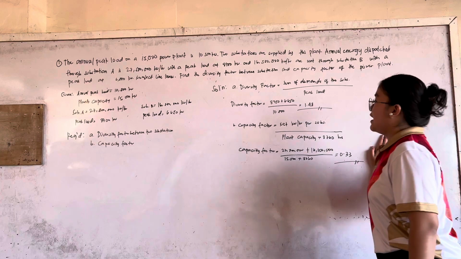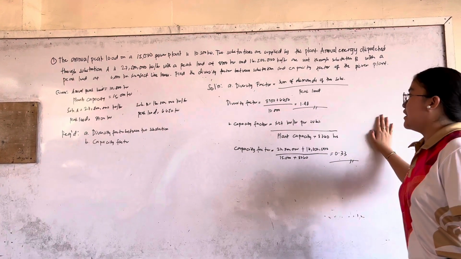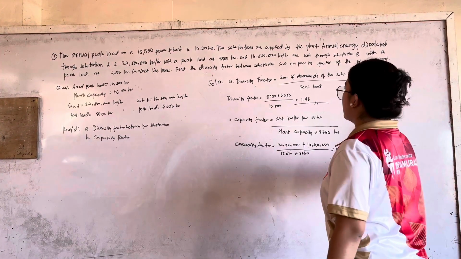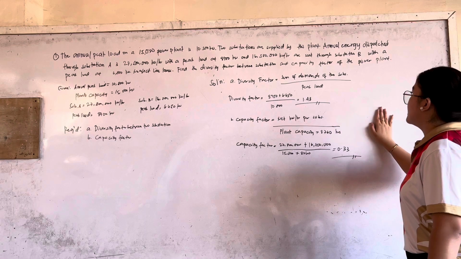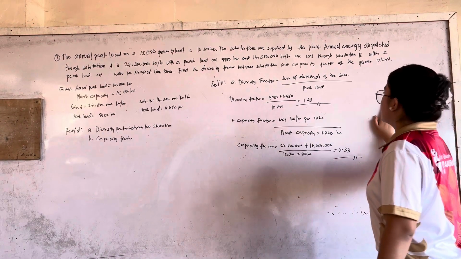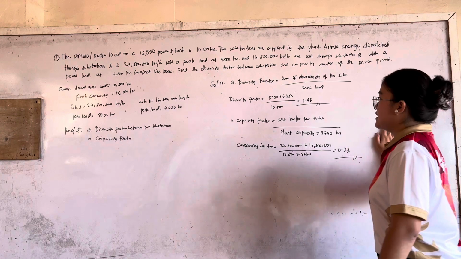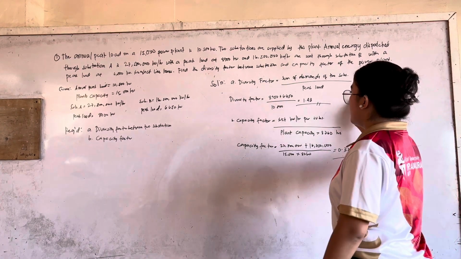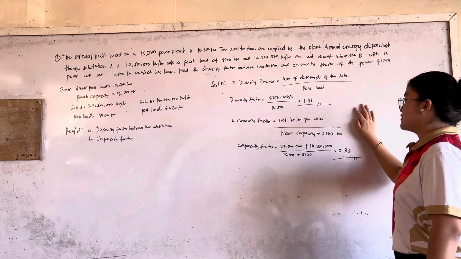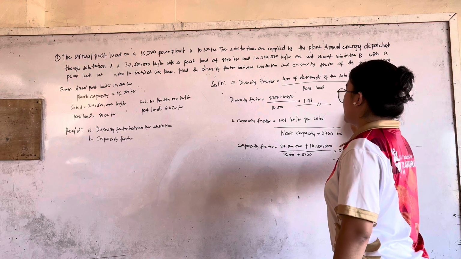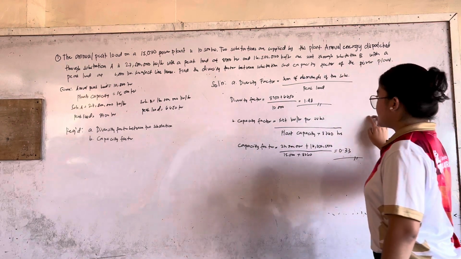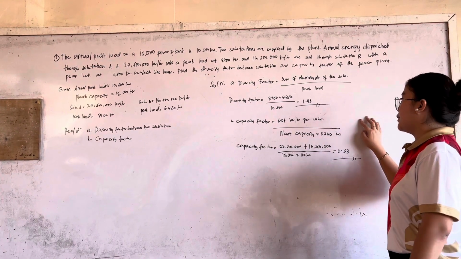So we have a formula here. Diversity factor is equal to the sum of the demands of the two substations over the peak load. So our diversity factor is 8,900 plus 6,650 over 10,500, which is equal to 1.48.